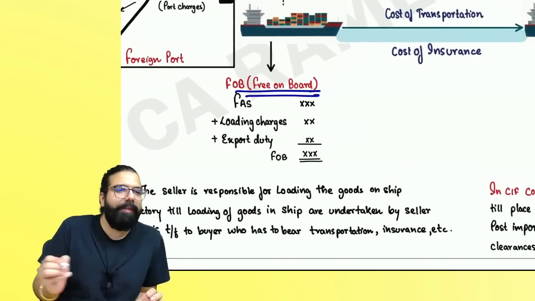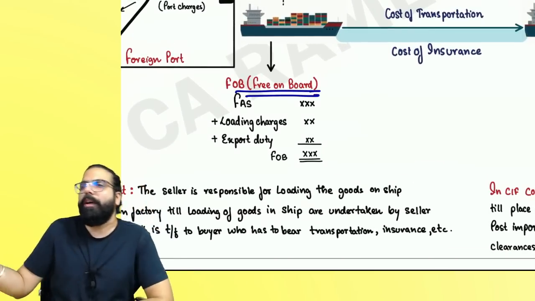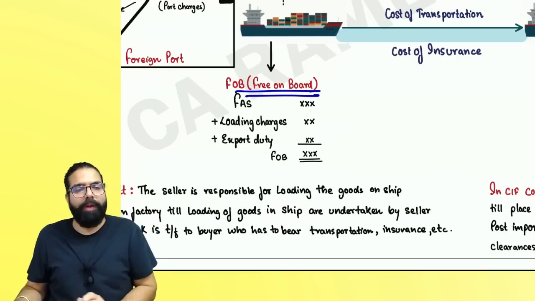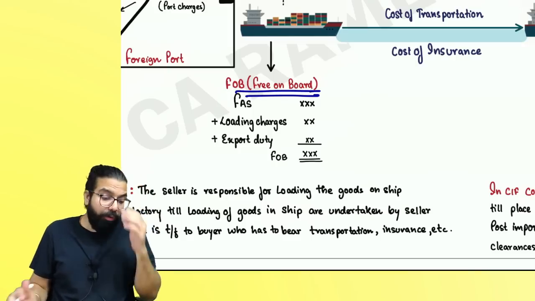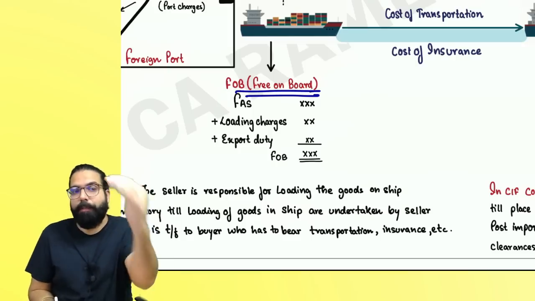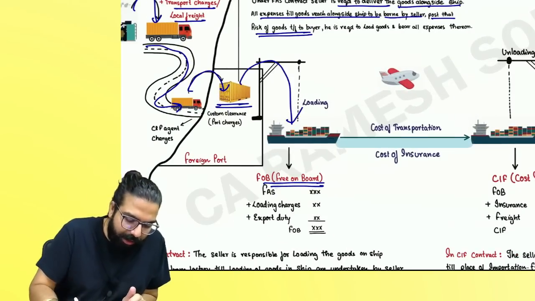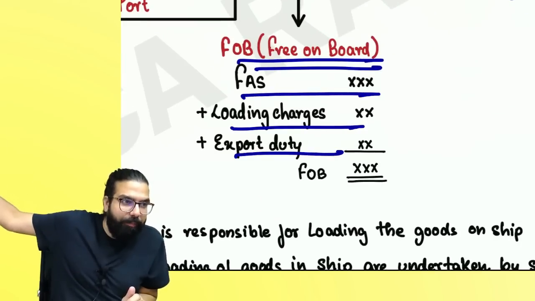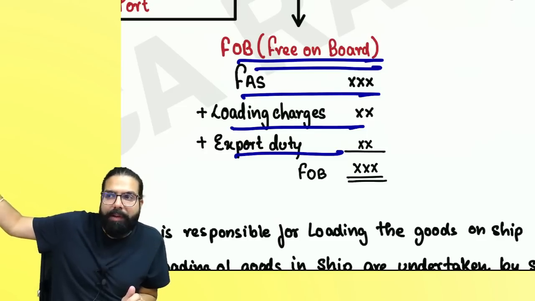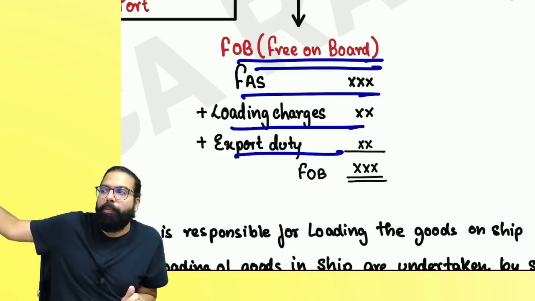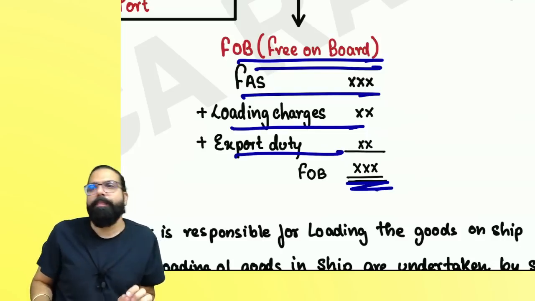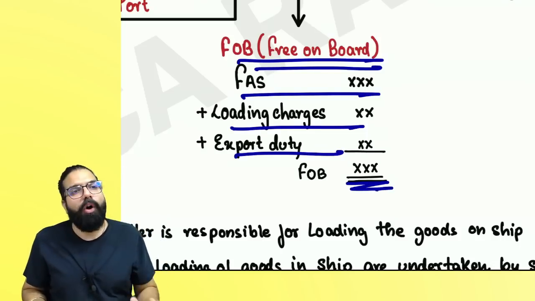The next kind of contract is the FOB contract. In an FOB contract, what happens? The cost of loading the goods and export duty, etc., also comes on the seller. So if the seller has given me an FOB contract, it means he is going to further load the goods in the ship. Whatever export duty, etc., is payable in the port of exportation, means the US port. Supposing I'm getting the goods from the US, then in the US port, whatever the expenses are to load, export duty, etc., that will also be included in the FOB, free on board price.